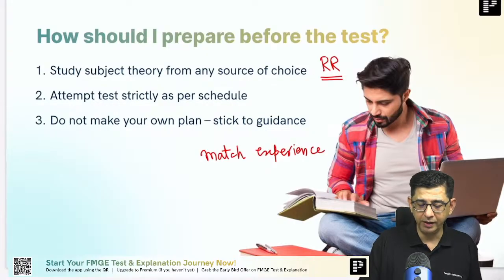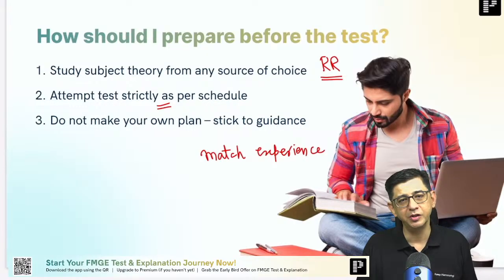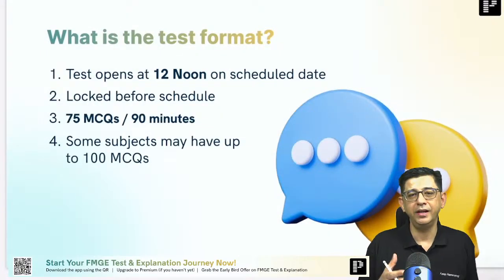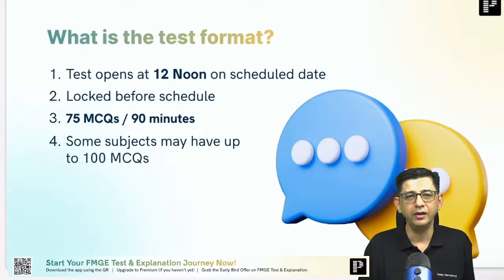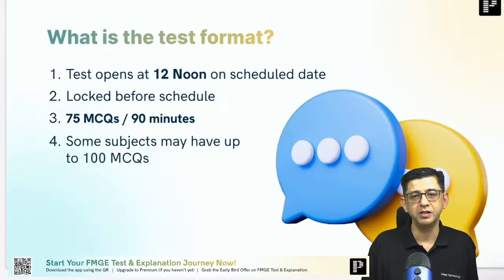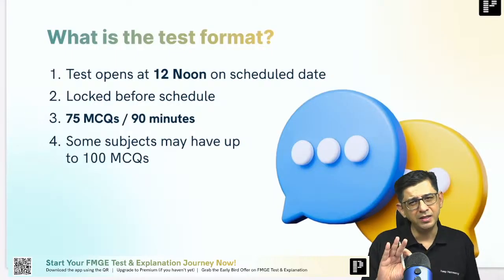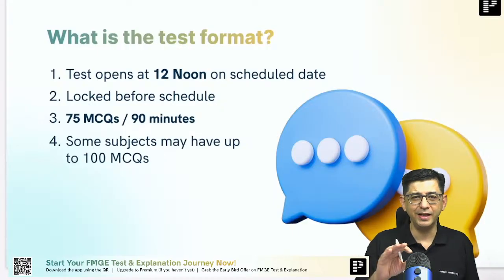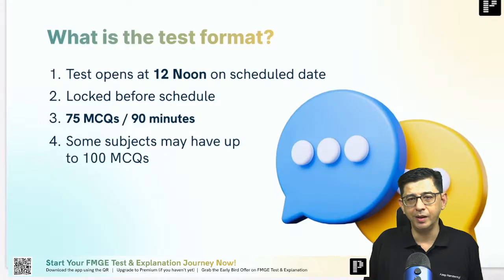As I've highlighted, the test would be conducted strictly as per schedule. You don't need to make your own one. And what is the test schedule? We'll be starting the test at around 12 o'clock, and it would be a 1.5 hour test in which you'll have to do between 75 to 90 MCQs, and it can be 100 MCQs for some subjects as well. You will be getting about 1 minute per MCQ. That's the exact optimal time that you get in the exam also.